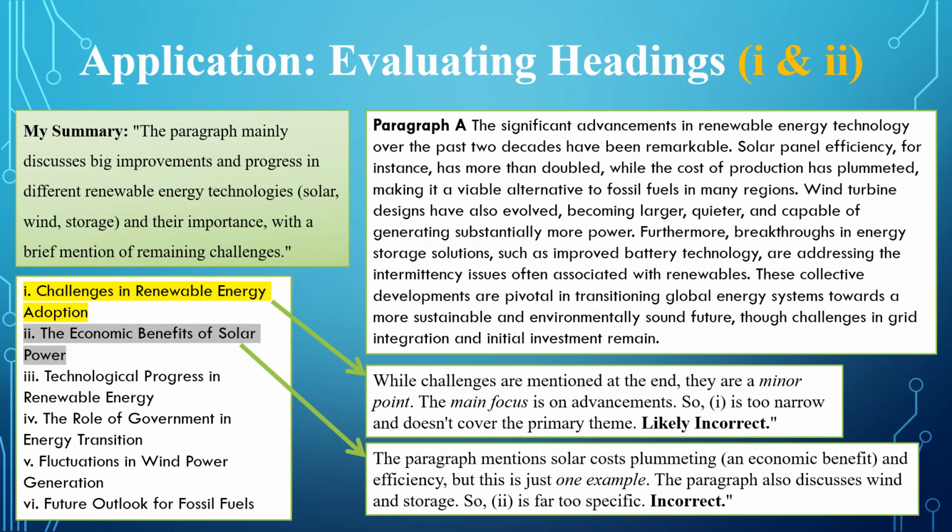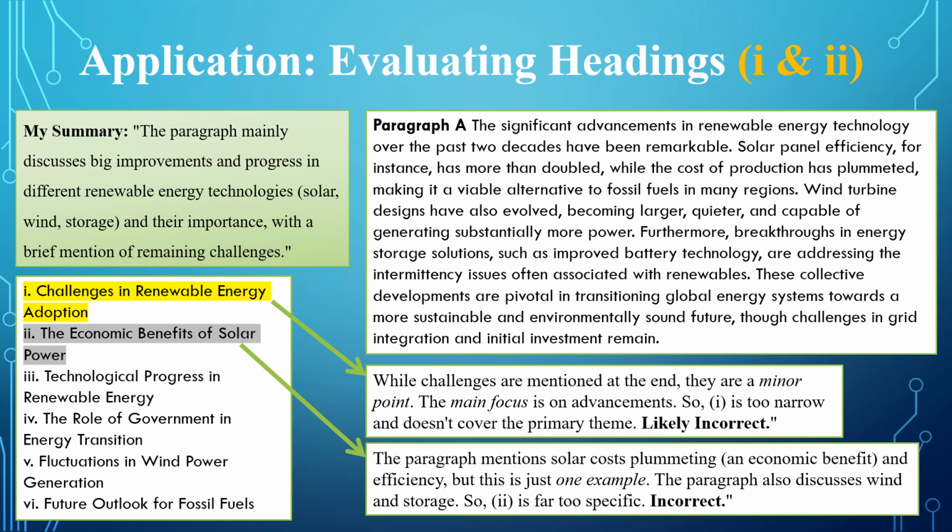Now for step 4, let's evaluate the headings against our summary and the paragraph. Heading I. Challenges in renewable energy adoption. The paragraph does mention challenges in grid integration and initial investment at the end. However, is this the main idea? The first sentence and most of the paragraph focus on significant advancements and remarkable developments. The challenges are a secondary point. So, heading I seems too narrow and doesn't capture the overall positive emphasis on progress. Likely incorrect.